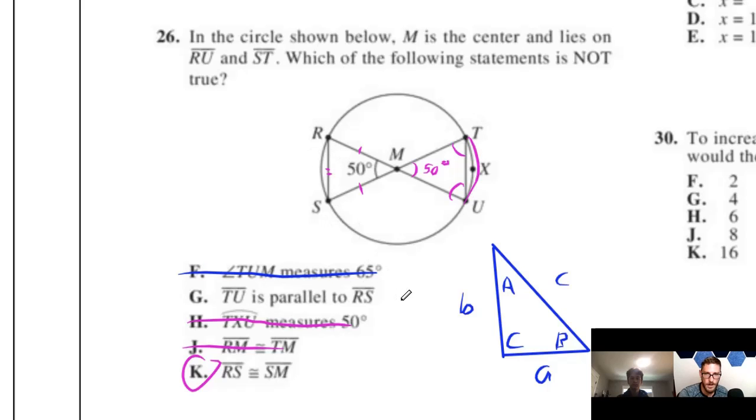TU is parallel to RS. Ooh, that's a tricky one. How do we know that's true? Is it just because the angles are the same? Which angles are you talking about specifically? The 65-degree ones. So it's not that these two in the same triangle are the same, it's that this angle is the same as this one.